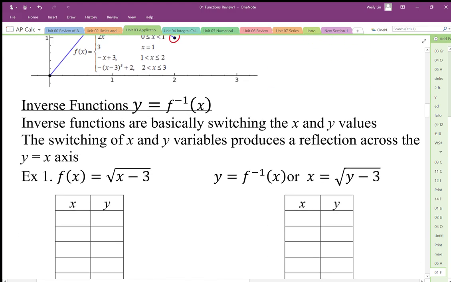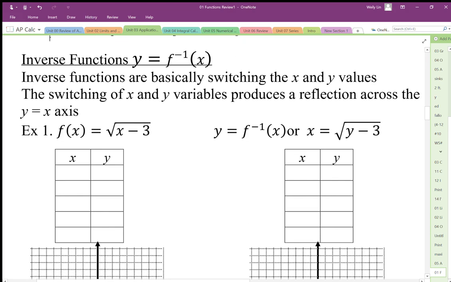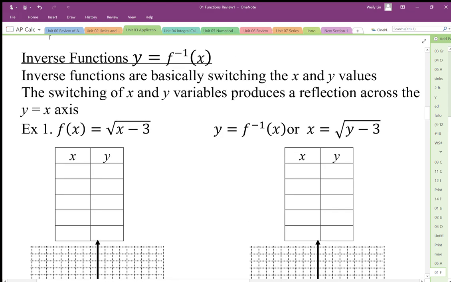Let's move on to inverse here. Inverse functions are basically switching x and y values. Inverse can be thought of a few ways. It can be the switching of x and y values. We can switch x and y variables to get an inverse. So in this case here, we just switch the x and y to get the inverse of this function over here. Inverse is also the inverse operation.